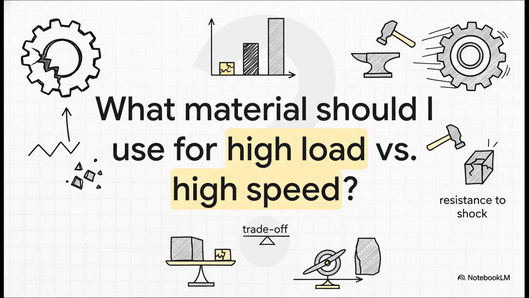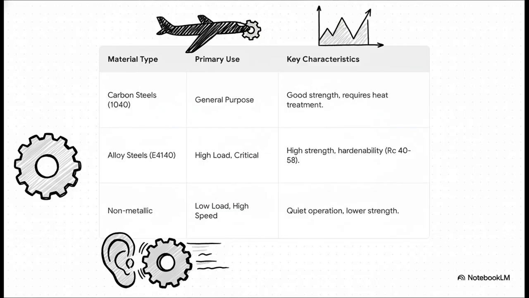Okay, so you know the stresses, but what do you make the gear out of? The material choice has a huge impact on strength and durability, and it's almost always a trade-off between hardness and resistance to shock. And as you can see here, the application really drives the decision. Your standard carbon steels are great workhorses for general-purpose stuff, but if you're building something critical, think aircraft components, you're going to need high-end alloy steels that can be hardened to incredible levels. A Rockwell C of 58 is seriously tough. But then, on the flip side, for a high-speed, low-load application where noise is your biggest enemy, you might go with a non-metallic material. It's all about picking the right tool for the right job.